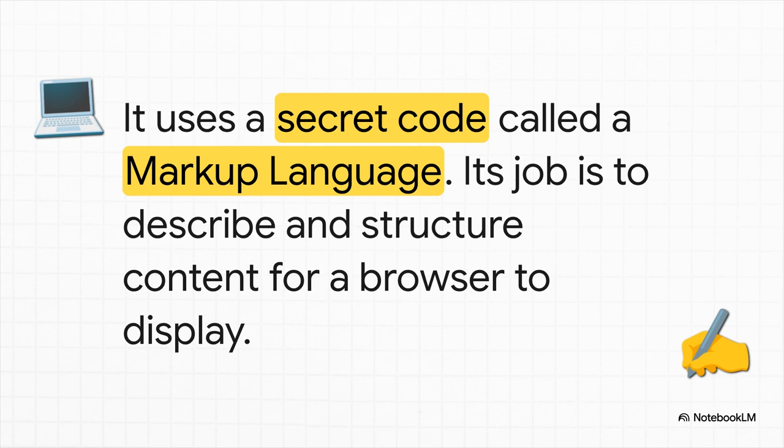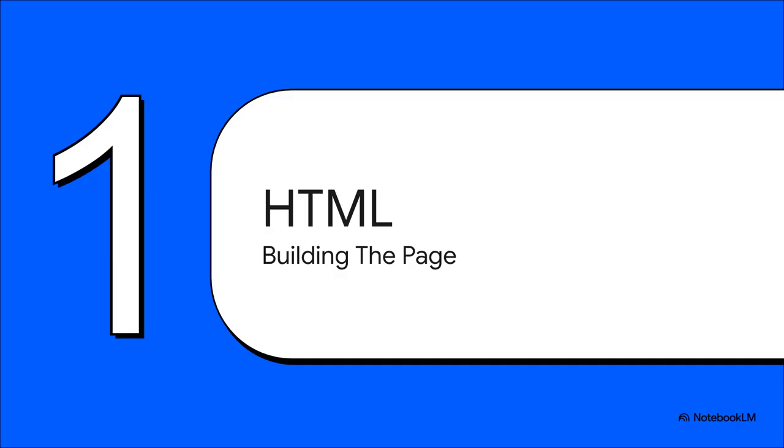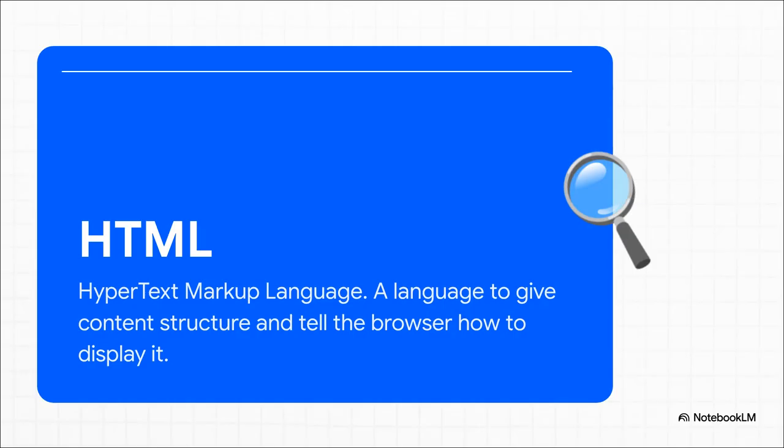Its job isn't to do math or run logic. Its entire purpose is to describe and give structure to content. So let's start with the king of them all, the absolute bedrock, the skeleton of pretty much every single web page out there, and that's HTML. HTML stands for Hypertext Markup Language, and its main job really is to give content some structure, to tell the browser exactly how everything should be displayed. You can think of it like an architect's blueprint for a website.